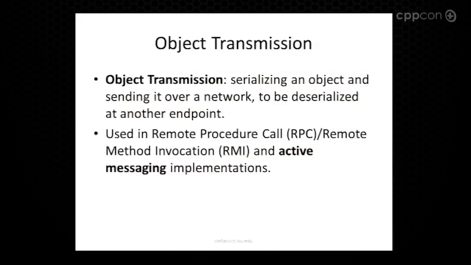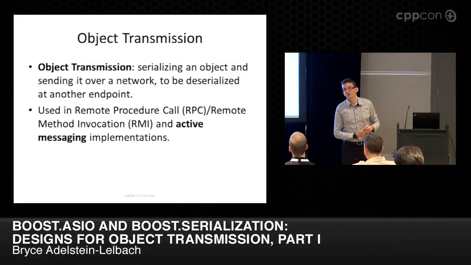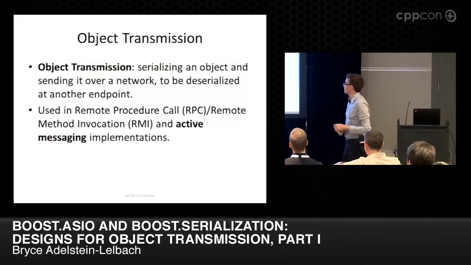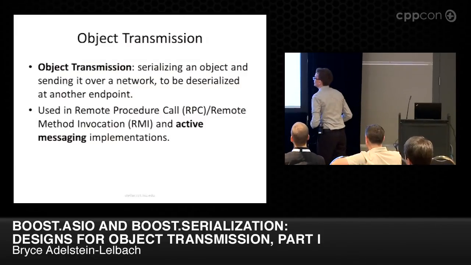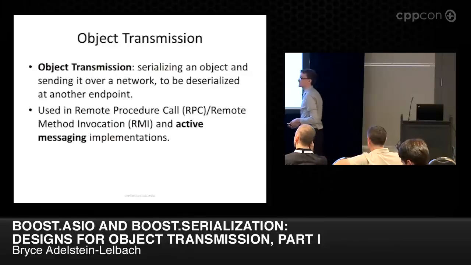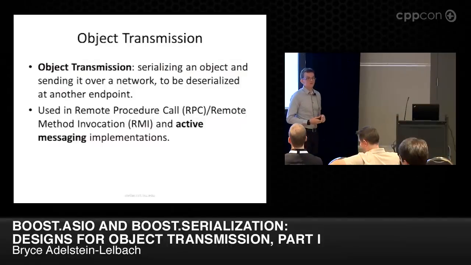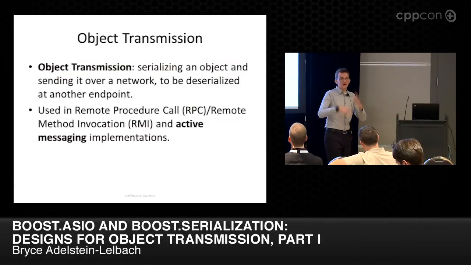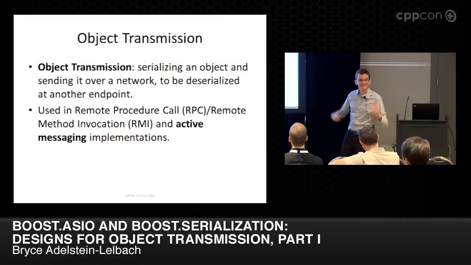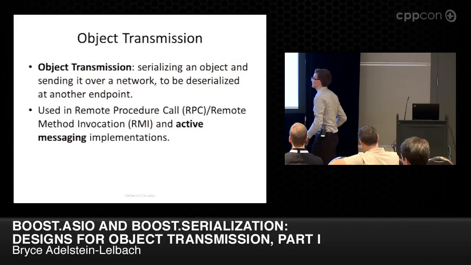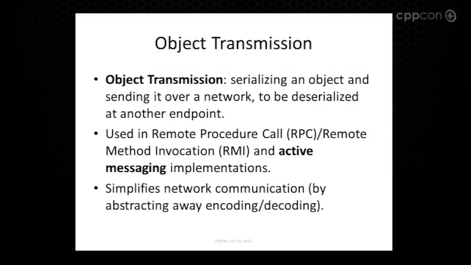Object transmission, again, is sending it from one machine to another machine. The way that I use it a lot in work is doing remote procedure calls. So I want to invoke some method remotely, or I want to do active messaging where I send some message. I send an std::function over the wire, which is basically all I've been doing for the past 4 years of my life, sending std::functions over the wire on supercomputers.